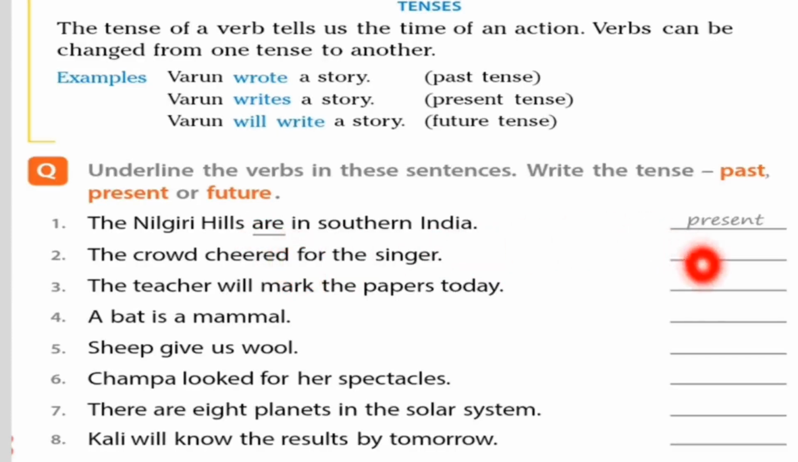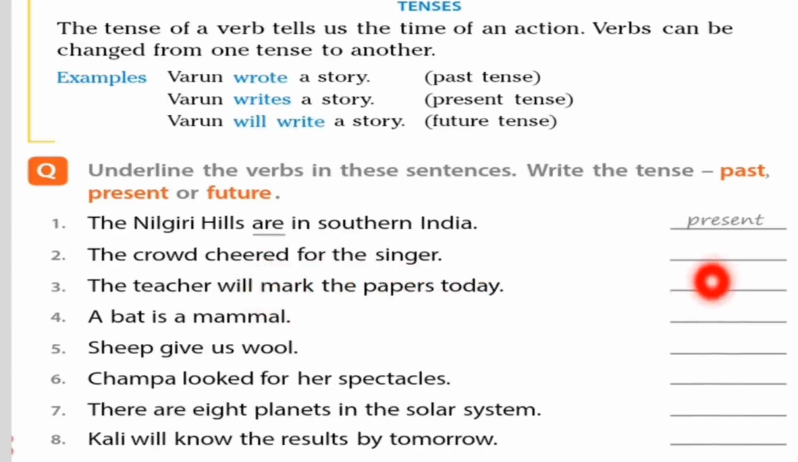The crowd cheered for the singer. Underline the word which is a verb. The answer is cheered. You can underline that word, cheered. Cheered ends with ed, so it is past tense. You can write over here, past tense.